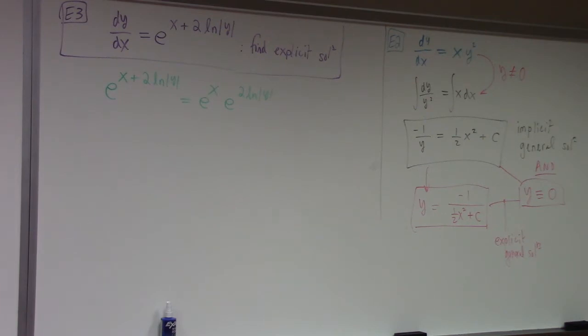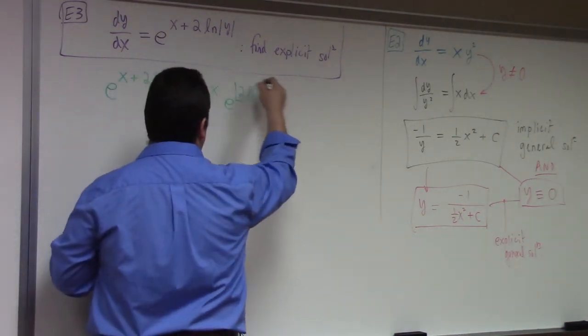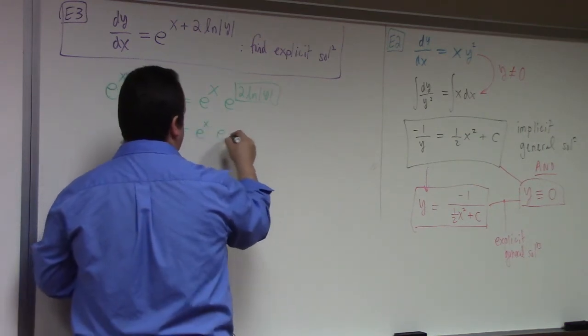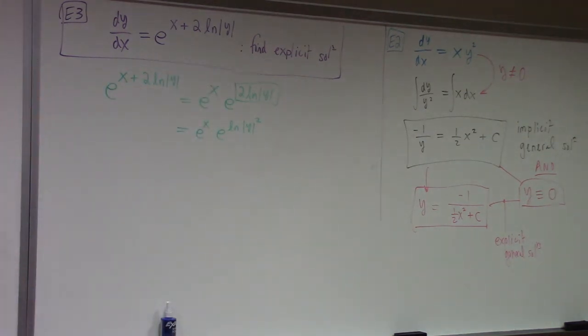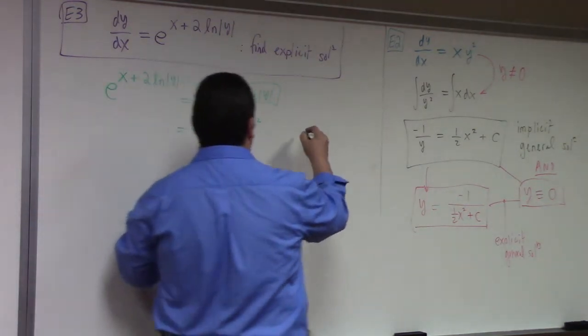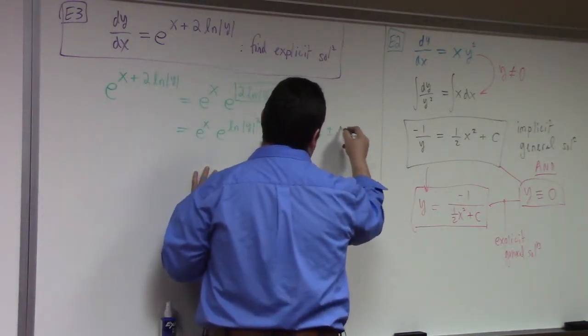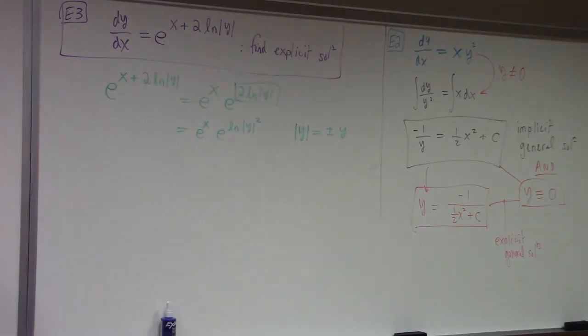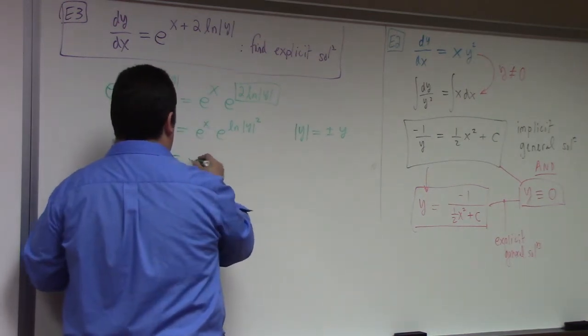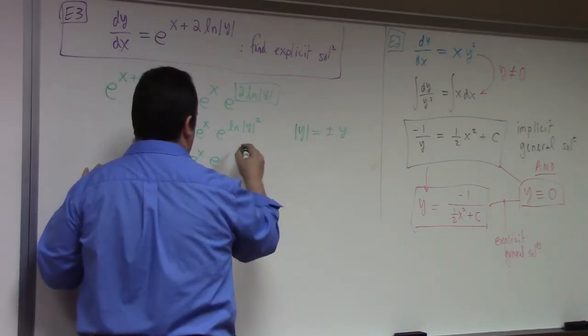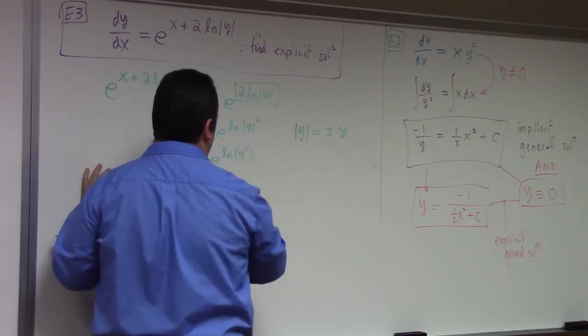Does that simplify in any way? Can we simplify that? We can pull the 2 inside, right? The properties of logs. That's 2 times the natural log of the absolute value of y squared. What's the absolute value of y squared? Do you guys remember what the absolute value of y is? Well, it's plus or minus y, right? So when you square that, what happens to the plus or minus? It's gone, right? So this is just the natural log of y squared, right?